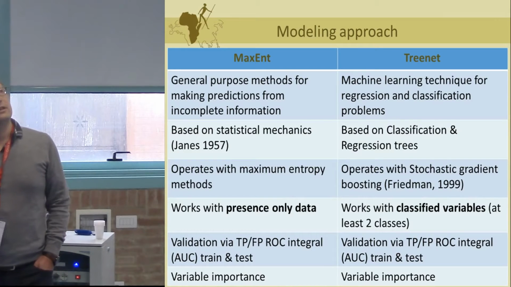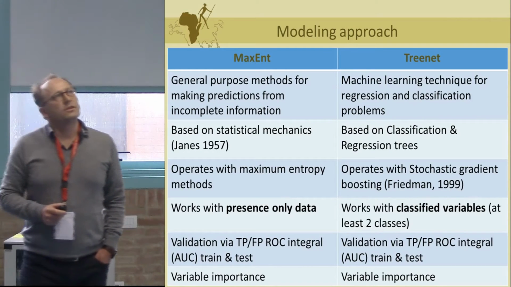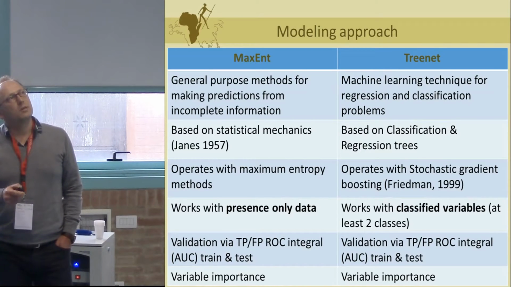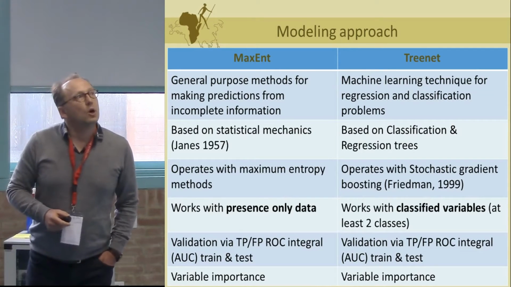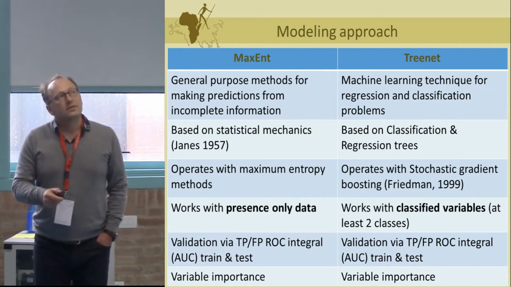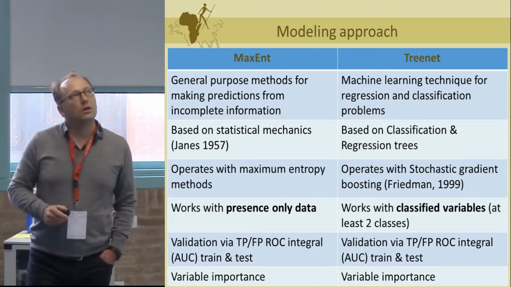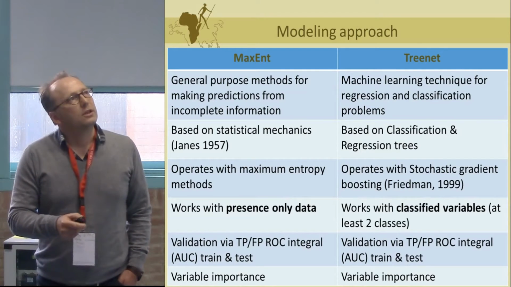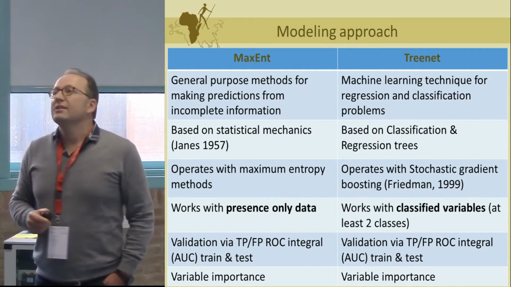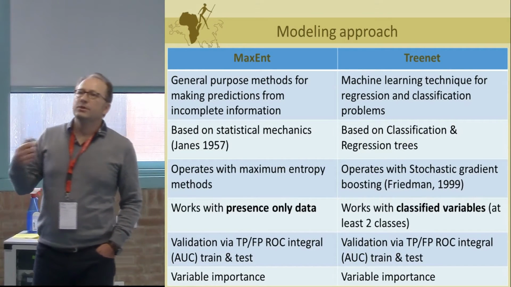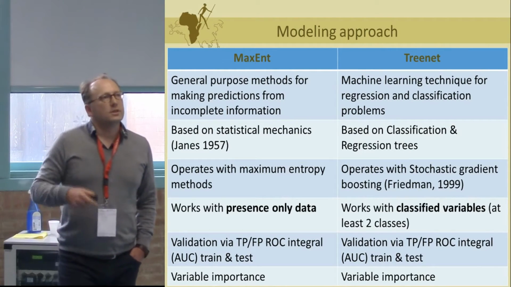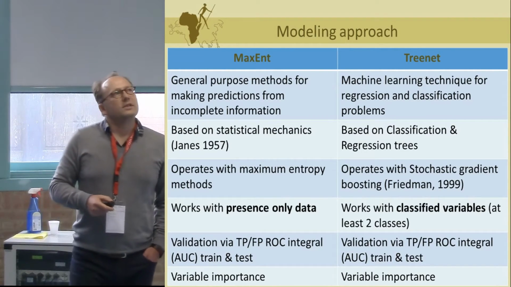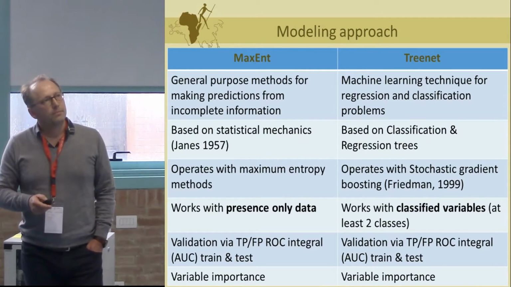and on the other hand, the TreeNet approach, which is a kind of classification regression-tree method, whereas MaxEnt is based on statistical mechanics. The advantage of MaxEnt is that it can use presence-only data, whereas the TreeNet or boosted regression tree approach, as it is also called, works with classified variables. So in this case, for example, the classified Neanderthal variables, the classic and the early Neanderthals, can be assessed with the TreeNet approach.